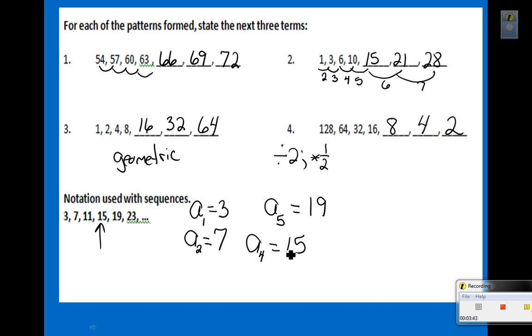Some other notation that you're going to see, you're going to see A sub n, which means I don't know which term I want to talk about, so it's just my vague term. Here in a little bit, you're going to also see A sub n minus 1. And all that means, guys, is the previous term. That's the confusing part of the day right there.